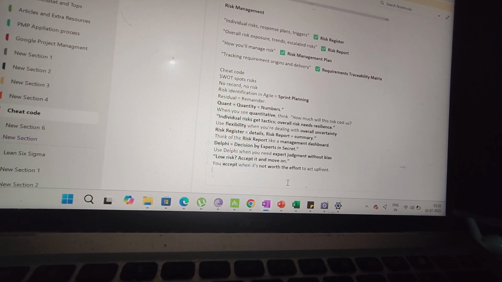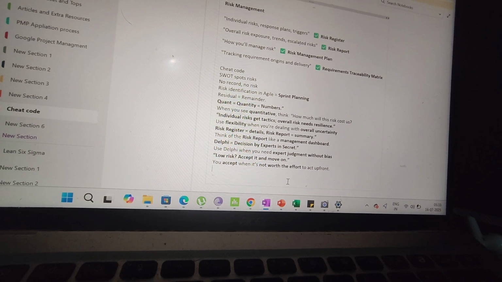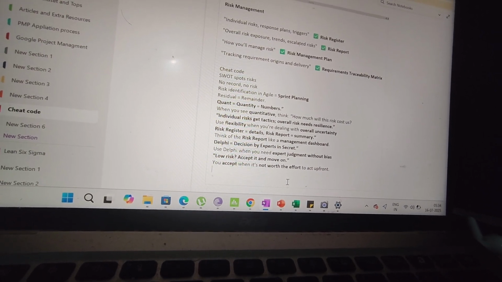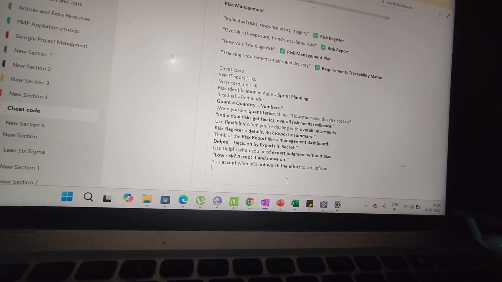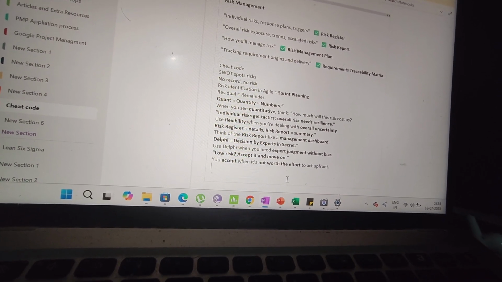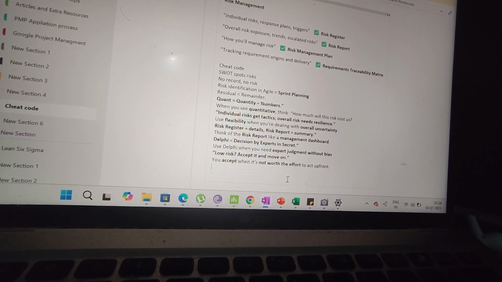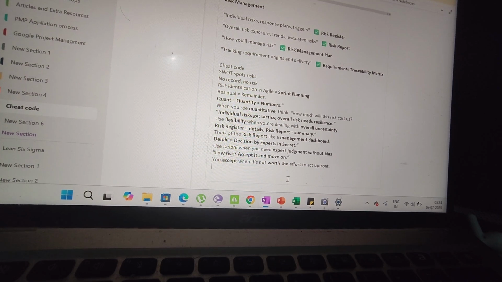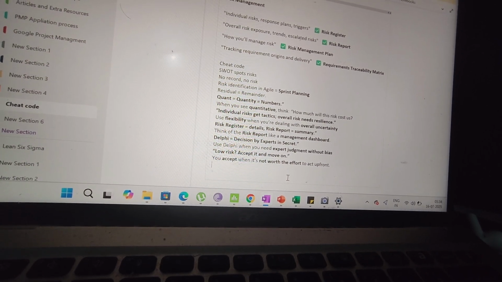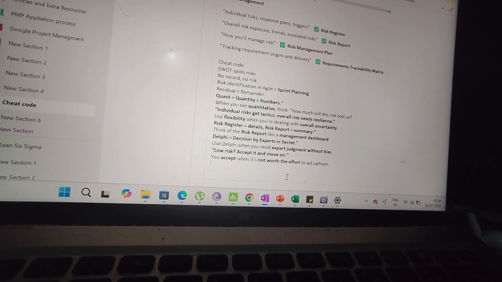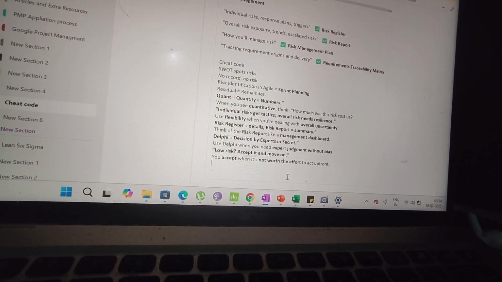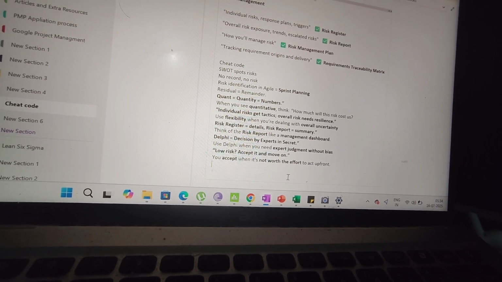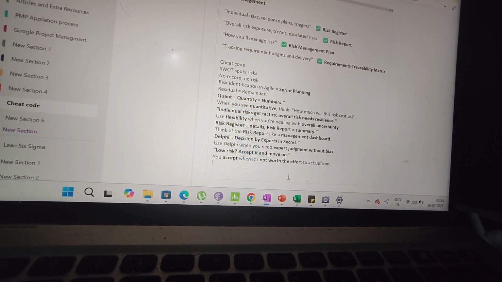The first thing is risk management. There are four specific things. The first one is the risk register, then the risk report, the risk management plan, and the requirement traceability matrix. The risk register is just a sheet where we are writing down all the individual risks, the response plan, and all the triggers. It's just like a register, and we are writing down all the details.